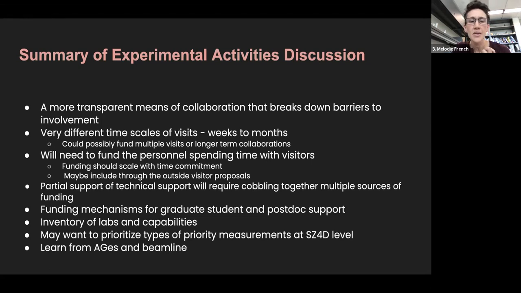Some of those issues were particularly related to the use of deformation laboratories, and that is that experiments and collaborations can occur on a wide range of timescales. So collaborations from weeks to months, and so any model for a network would have to take into consideration those very different timescales of collaborations. And potentially one avenue is finding ways to fund multiple visits or longer term collaborations, as well as potentially shorter term collaborations in labs that supported those.